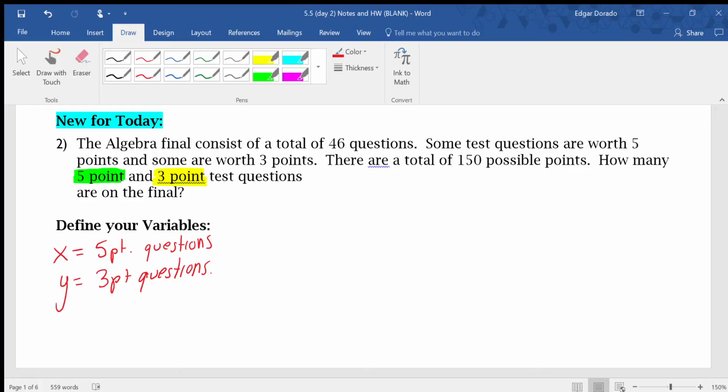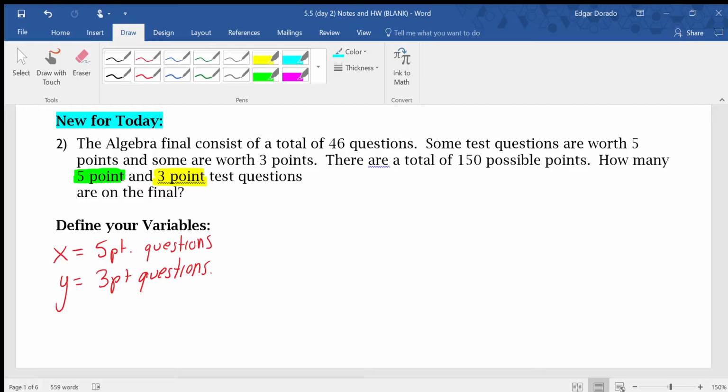Now, notice that this is a little bit different than the ones we've been doing before. Before, in two completely different sentences, we've been able to identify both equations. This is going to be a little bit harder, okay? Because we're talking about not only questions, but we're talking about points. So, what I propose here is this.